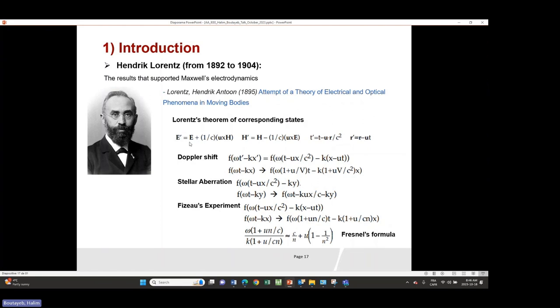This is E prime, H prime. This is a transformed field. So U here is the speed of motion of the observer. And we have here T prime and R prime. So by using this, what he called the theorem of corresponding states, if we use, for example, the wave function here with omega T prime minus K X prime, if we replace T prime and X prime, he found, for example, a Doppler shift. If we do it, he can also find the stellar aberration. And then he can also find the Fizeau experiment. So you remember this formula. So he got the Fresnel formula also by using the Voigt auxiliary variables.